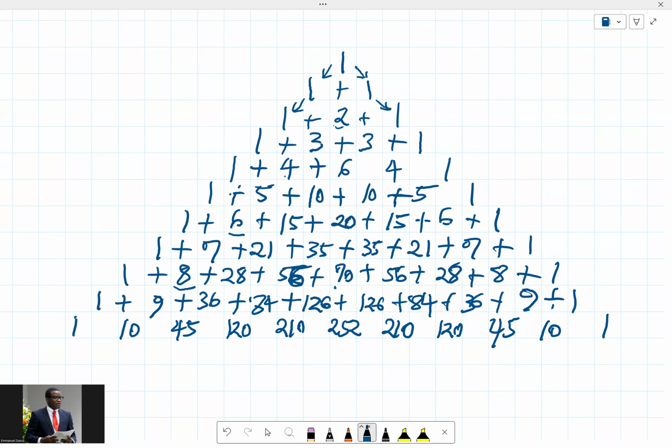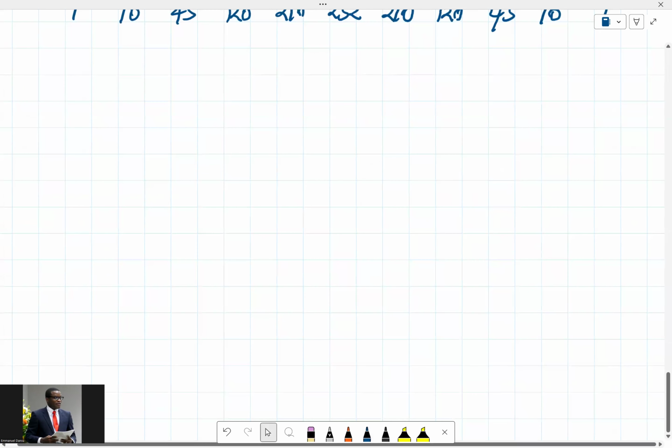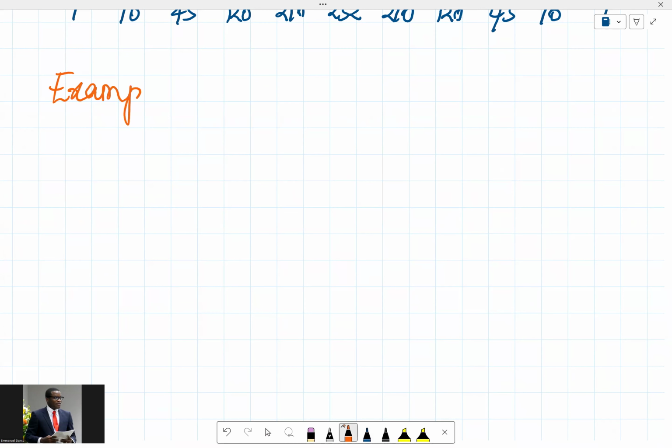Now, before we finish this video, let me use Pascal's triangle to do a very simple expansion. Let's try this example. Example, expand x plus 2 raised to power 3. So the power is 3. So what do we need?